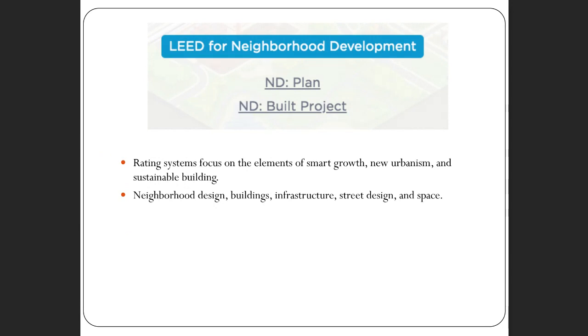Right, here's neighborhood development. So this isn't a design of a single building. This is the design of a neighborhood or a group of buildings. Right, looking at things like smart growth. How buildings relate to the infrastructure, street design. I think I have another lecture on this. I was hoping we'd get to it tonight, but it'll be next week.